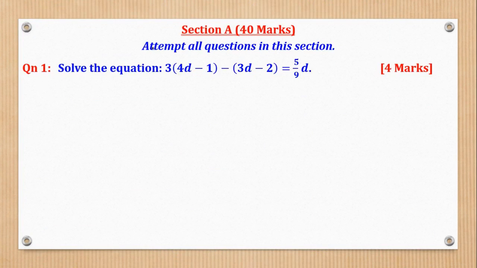So section A, we shall start with question 1. Section A contains 40 marks and 10 questions, each with 4 marks. And we are supposed to attempt all the questions.